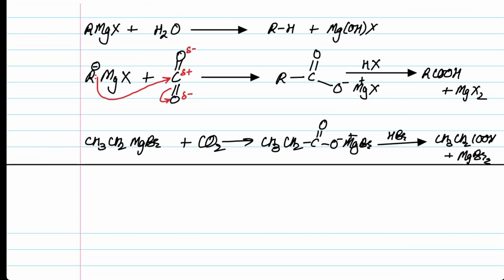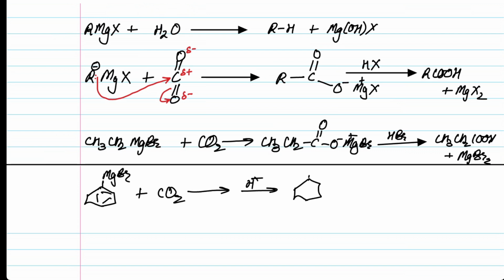In the same manner, we can even have phenyl magnesium bromide and react it with carbon dioxide followed by H plus. This is going to give us benzoic acid. I hope you can make the reaction and the mechanism. So this is the reaction of Grignard reagent with carbon dioxide.